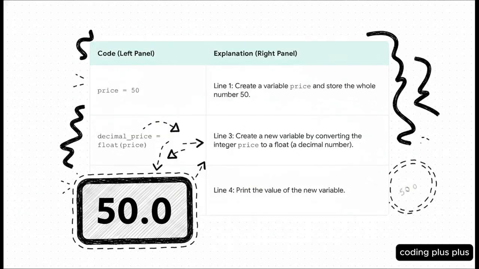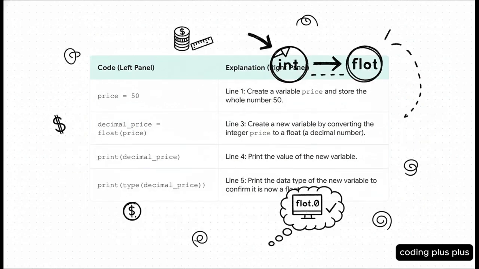On line 4, when we print the value of our new variable, the output is 50.0. That .0 is important. It's how Python shows us that it now recognizes this as a decimal number. And for our final confirmation, line 5 checks the type of decimal_price. Just as we expected, Python reports that it's now a float.